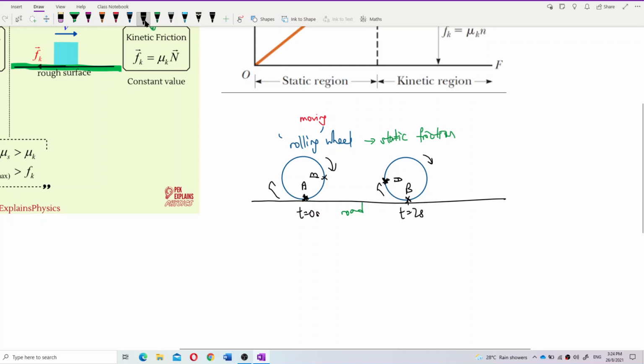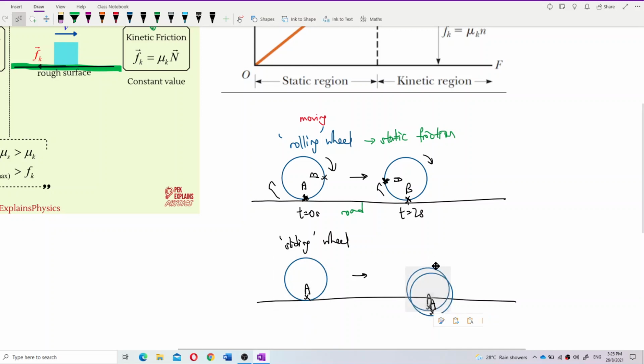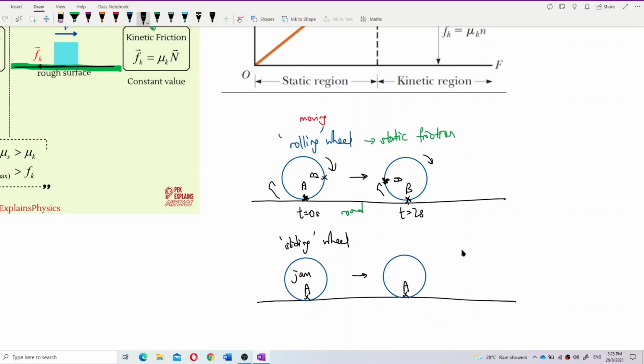Maybe I want to talk about a sliding wheel. Let me show you another example. This is a sliding wheel. What is actually a sliding wheel? Just now it was rolling like that. Now it's sliding. You see that? This wheel is already jammed, it cannot roll anymore, but it slides across the road.